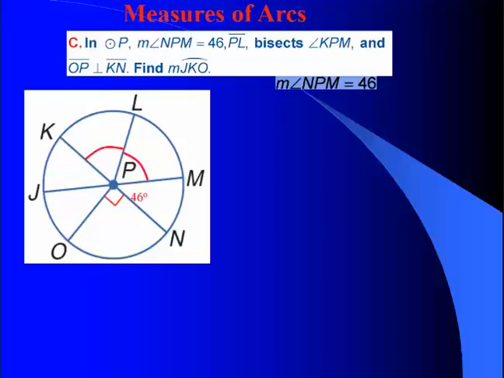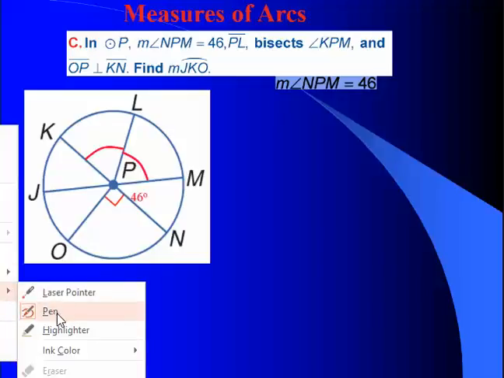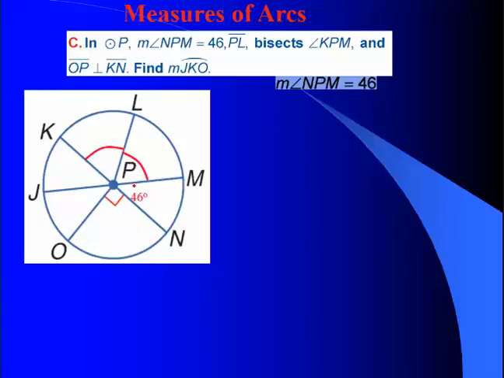Let's do another one here real quick. I know this is getting kind of long, but I want to work examples for you. Okay, so we need to find NP. Let me change my color so we can see my markings better. Okay, no, I'm sorry. The measure of NPM is 46.